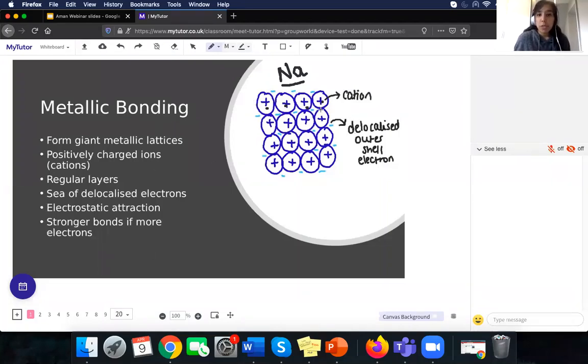As I mentioned, we've got these positive ions with this sea of delocalized electrons, and the really important thing is that we've got this strong electrostatic attraction between the positive ions and the sea of delocalized electrons.